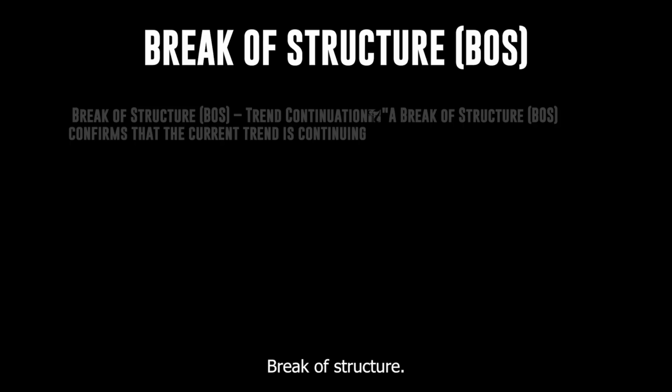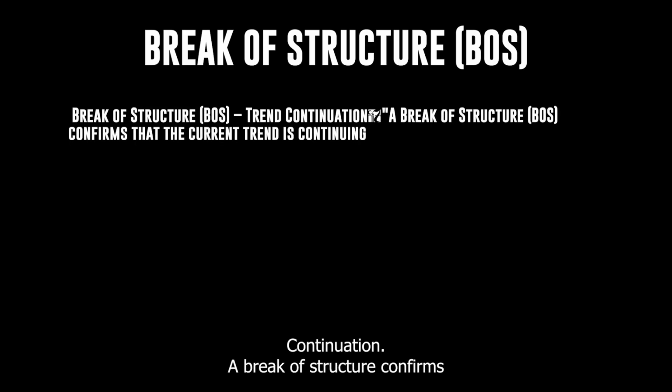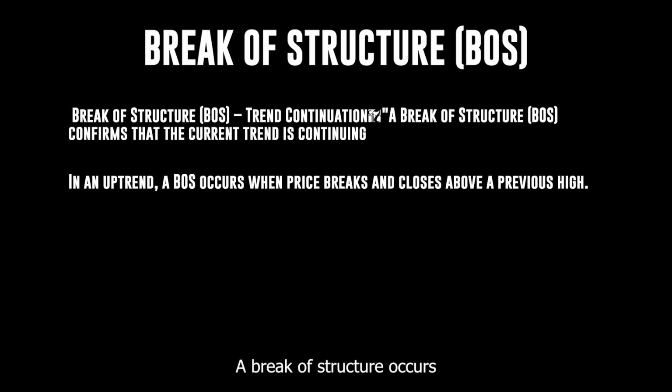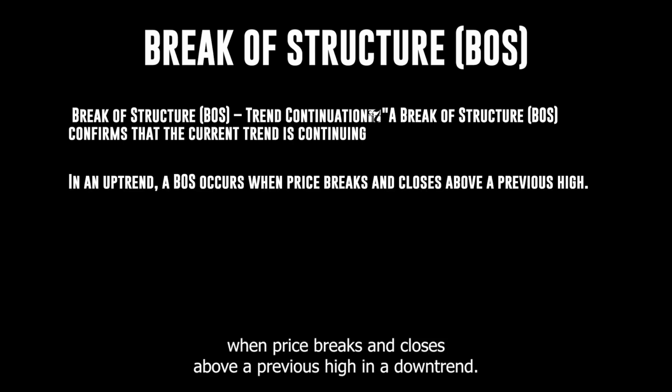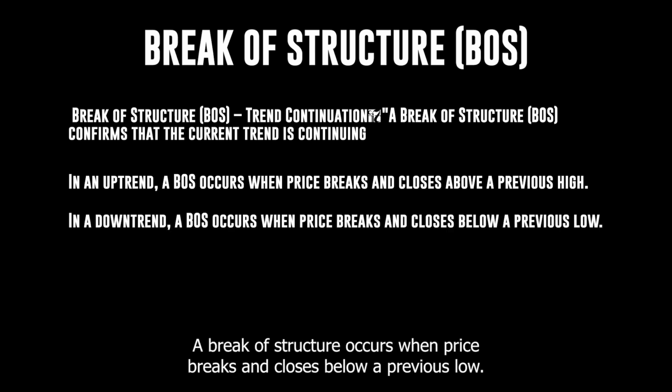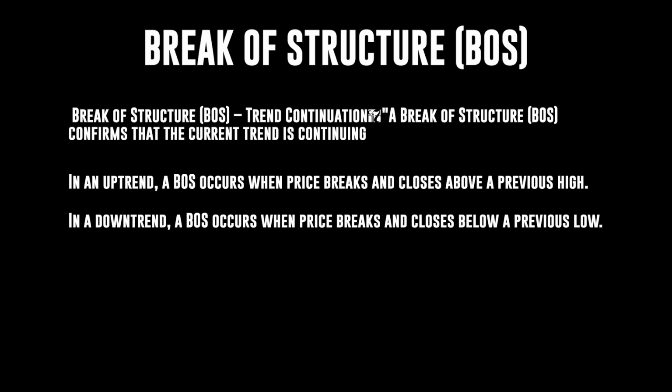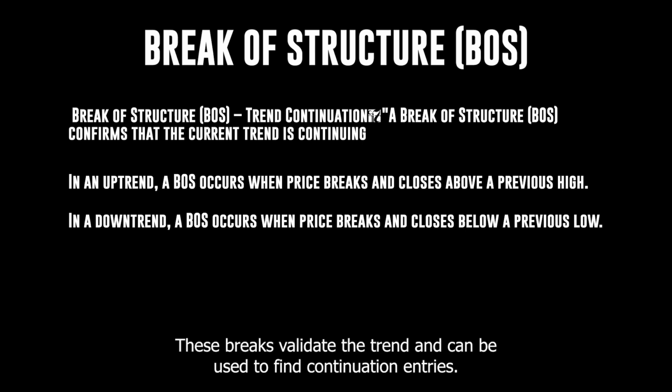Break of structure. Trend continuation. A break of structure confirms that the current trend is continuing. In an uptrend, a break of structure occurs when price breaks and closes above a previous high. In a downtrend, a break of structure occurs when price breaks and closes below a previous low. These breaks validate the trend and can be used to find continuation entries.